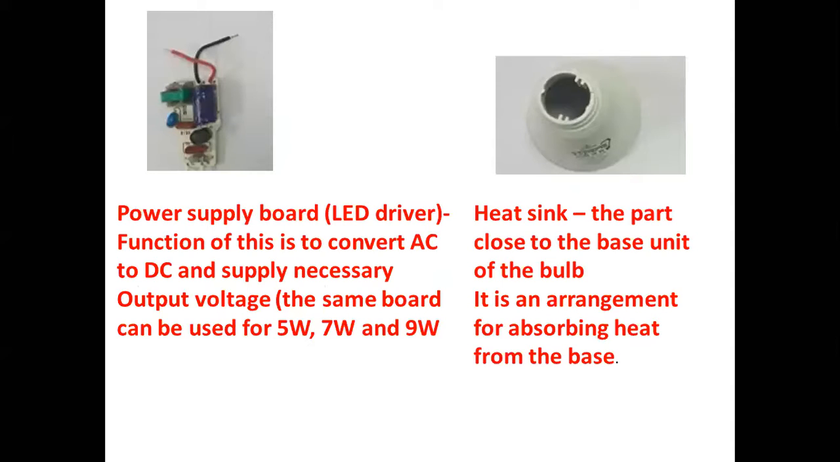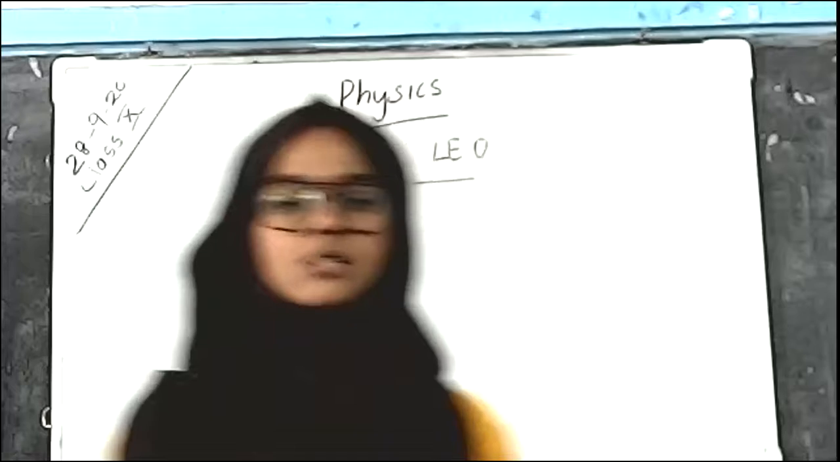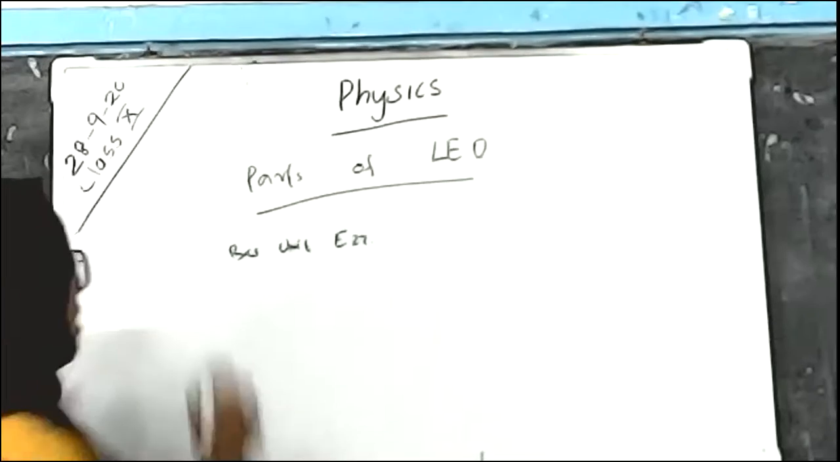Heat sink, the part close to the base unit of the bulb. It is an arrangement for absorbing heat from the base. These are all the main parts of LED bulbs. So there are 7 parts in an LED bulb.